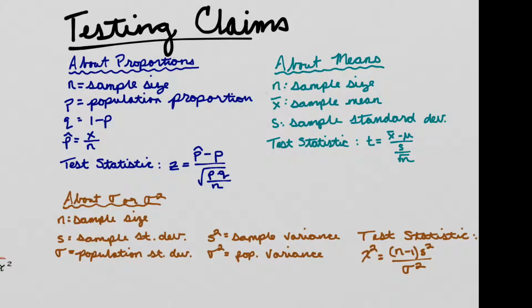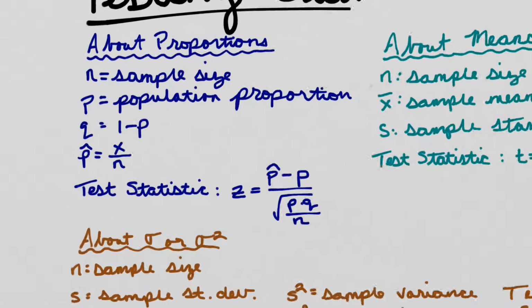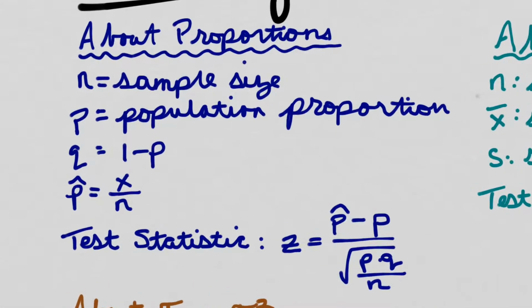So in this chapter, or in this idea of hypothesis testing, we're going to be testing claims about different parameters of a population. The first type of parameter you would analyze is a proportion.